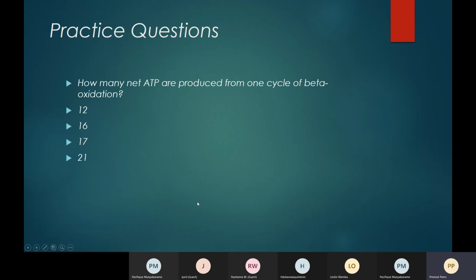All right, this one, you have to know all the numbers for this, so let me know if you need a hint, and I can give you some of the important information with this one. How many net ATP, so once we feed everything into the electron transport chain, how many net ATP do we get from one cycle of beta oxidation? So when we chop off that acetyl-CoA once, how many ATP do we get?